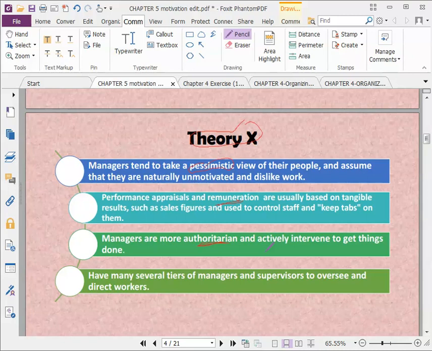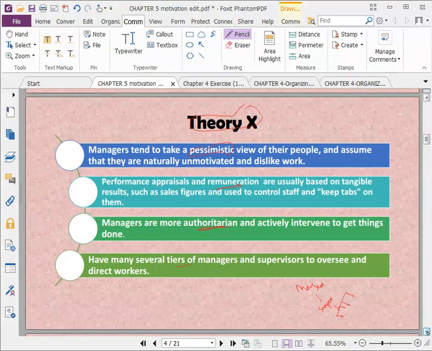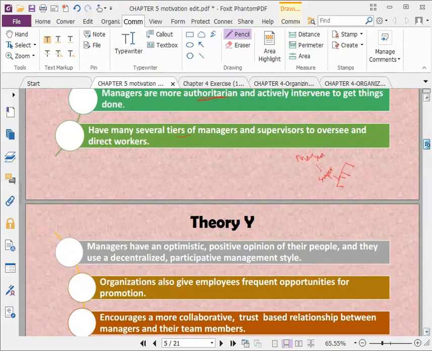And then under Theory X also there are several tiers of managers and supervisors to oversee and direct workers. Because of the authoritarian style, they will have many managers. Maksudnya orang atasan pun akan make sure yang manager contohnya ada lagi bawah supervisor. So supervisor ni akan pantau juga subordinate supaya mereka buat sales yang bagus untuk company. So dia akan producekan produk banyak untuk increasekan sales ataupun increasekan profit of an organization. So that is Theory X.